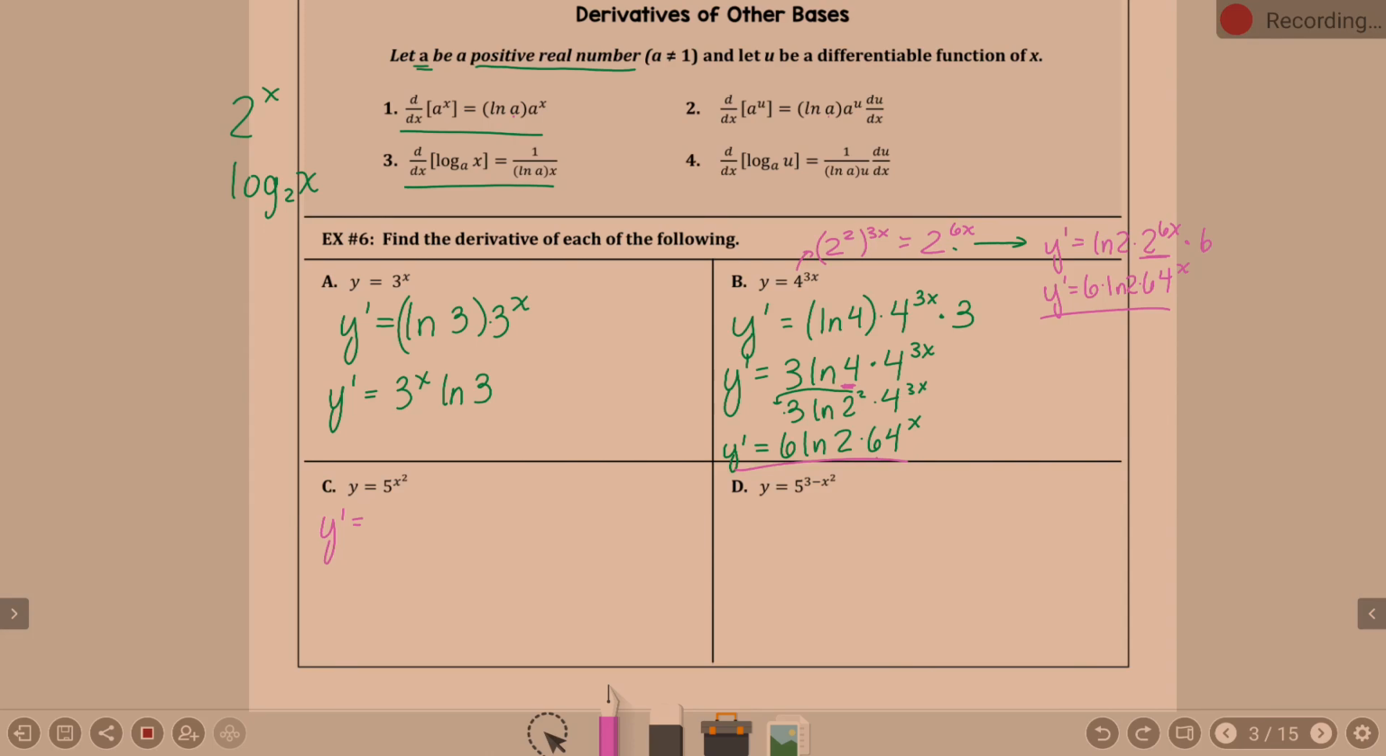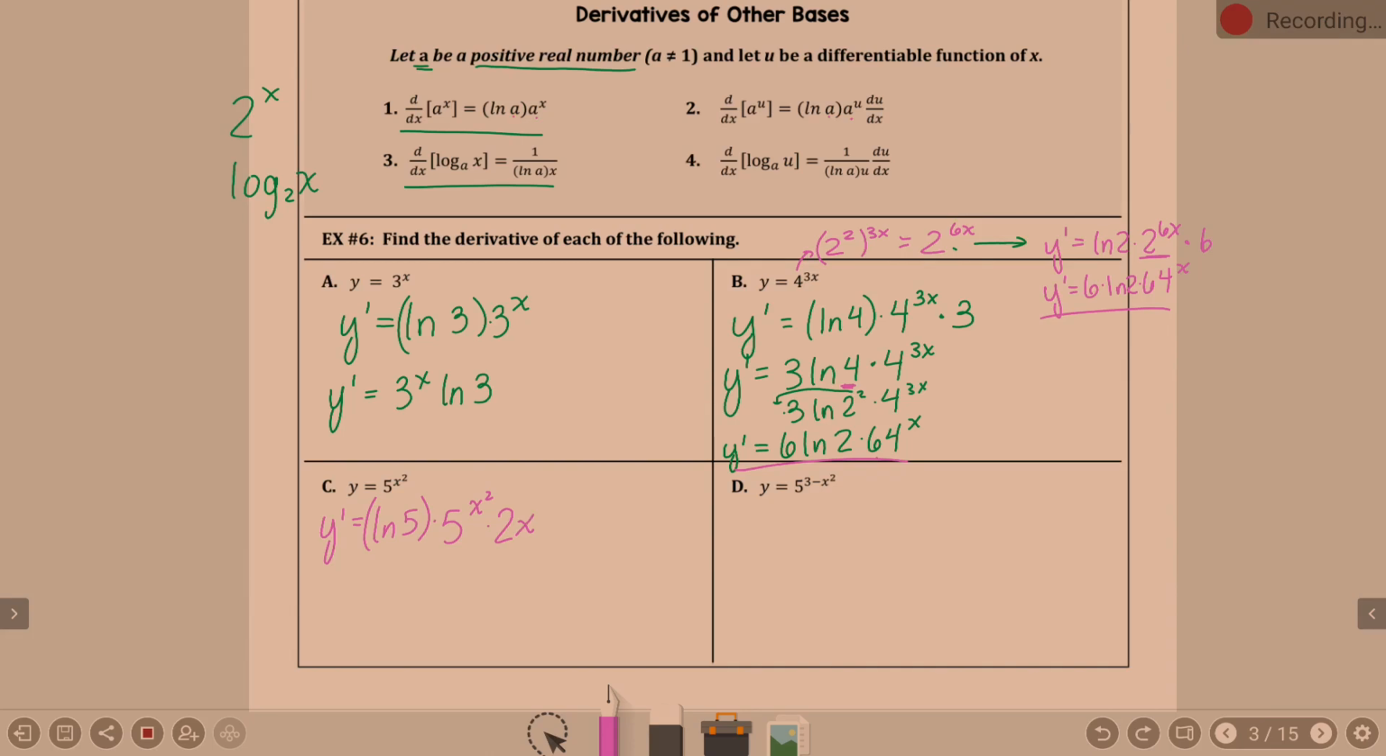Natural log of 5 times x squared 2x. Follow your rule right here, a to the x or a to the u, so just the original problem, 5 to the x squared. So it's natural log of the base, so natural log of 5, then times the original problem, 5 to the x squared, and times the derivative of the exponent, which is the 2x.